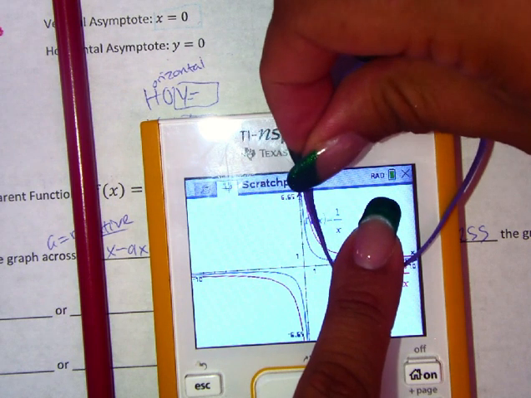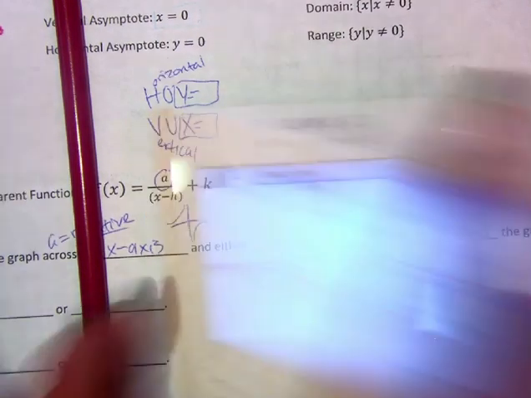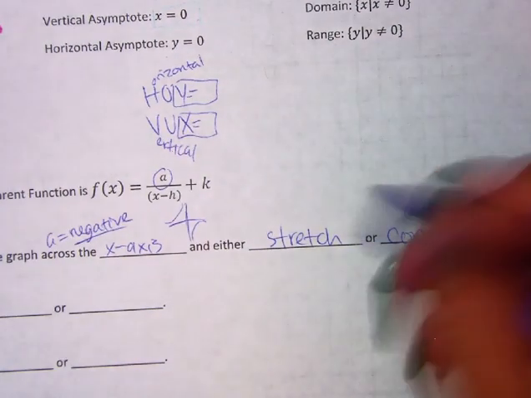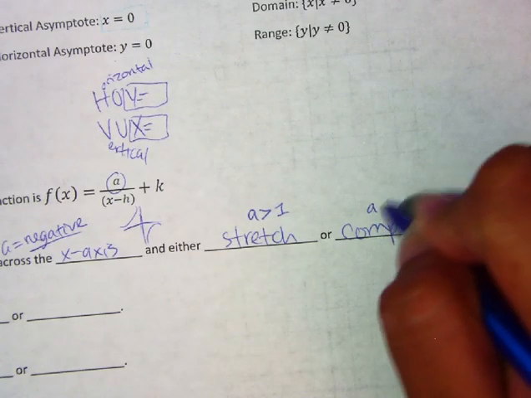So that's a vertical stretch, and then this will be a vertical compression. One shortcut to know which one is which: stretch is whenever the a value is greater than 1, and compress is when a is less than 1.